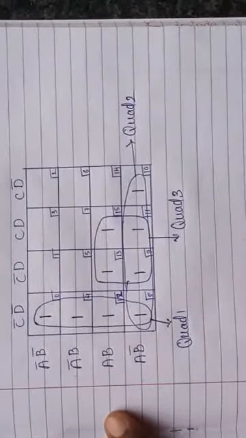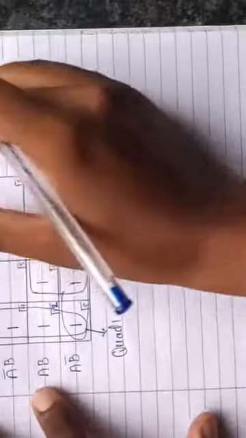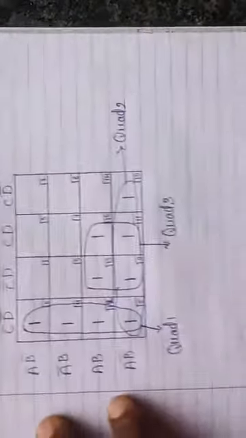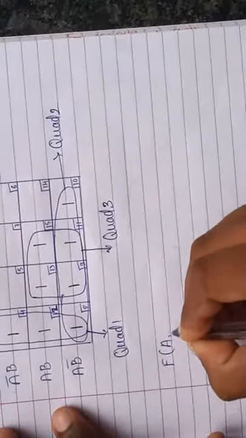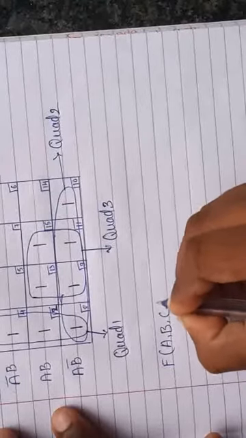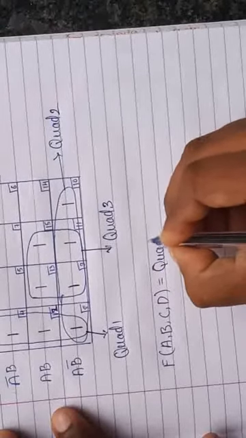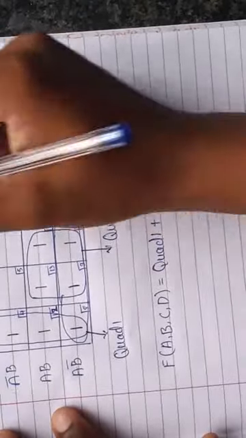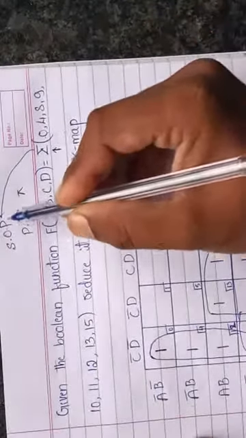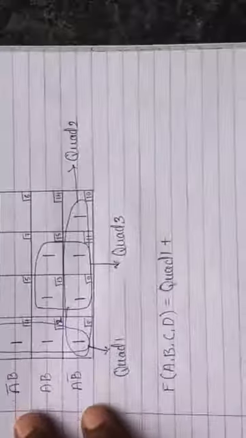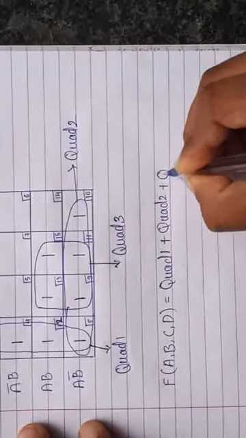Now the next 2 marks are given for resolving these quads. So how to do that, let's see. Write down the function f of a, b, c, d equal to quad 1 plus quad 2 plus quad 3. The question is sigma, nothing but sum of products, that's why we have to put plus here.